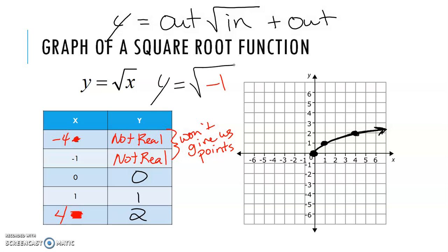Anything under the square root is going to cause a horizontal change. Anything out in front or anything back behind will give us our vertical change. Okay? All right, so that's our square root function. That's our first parent function.